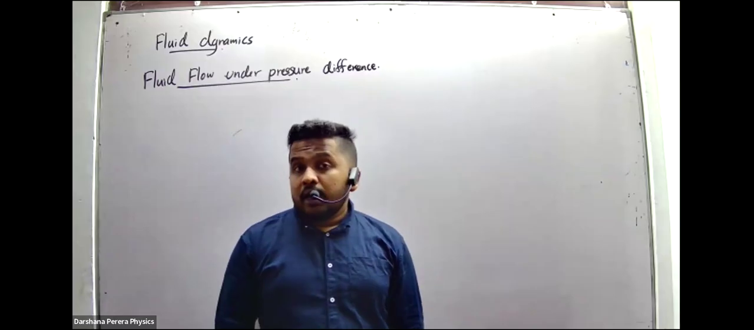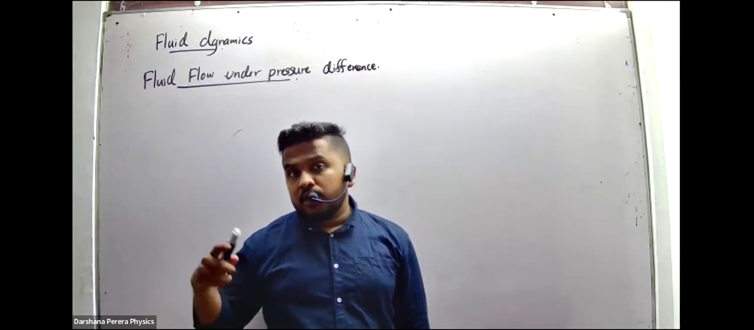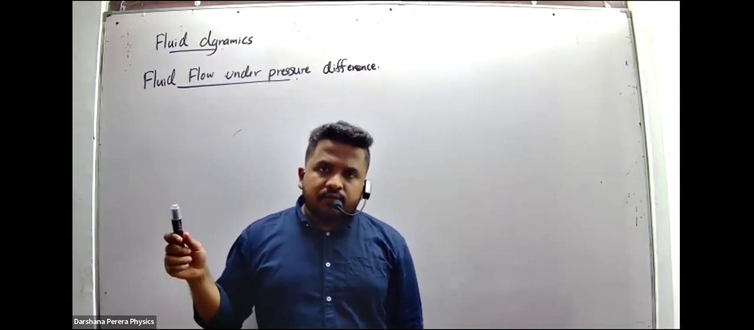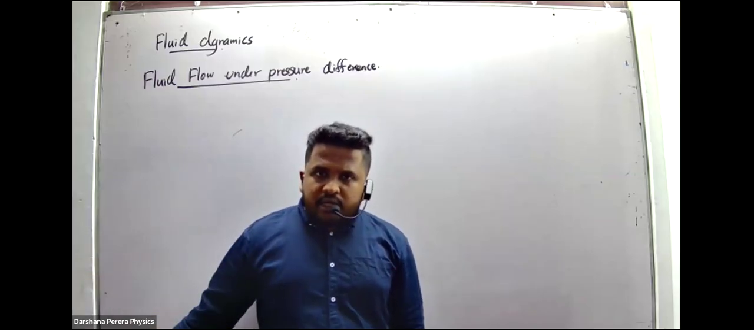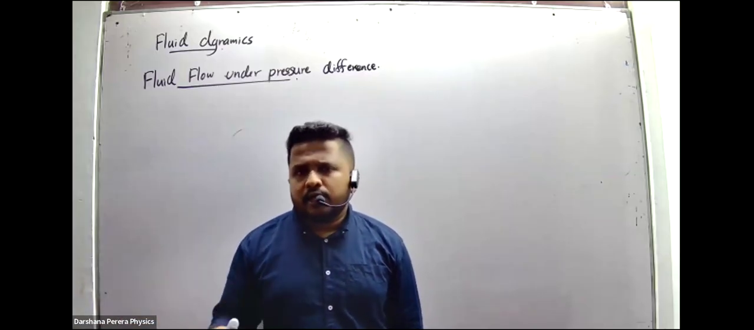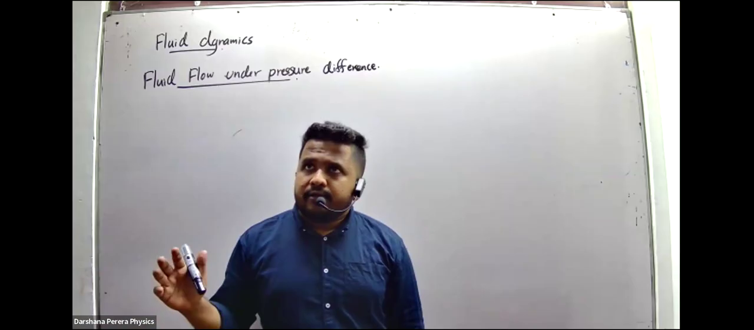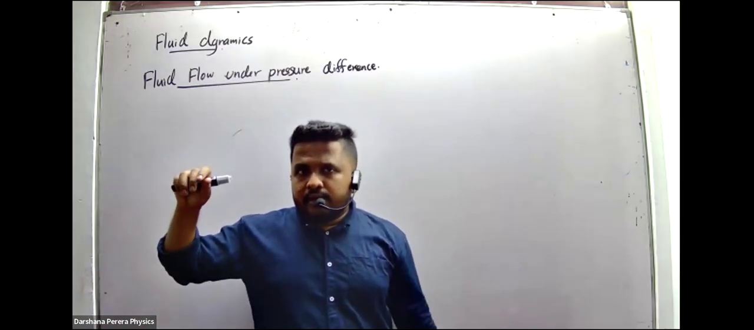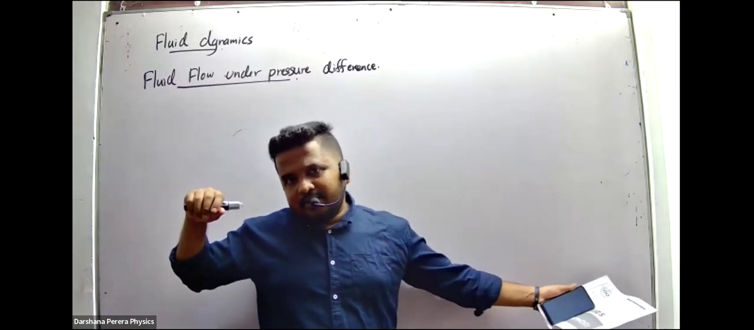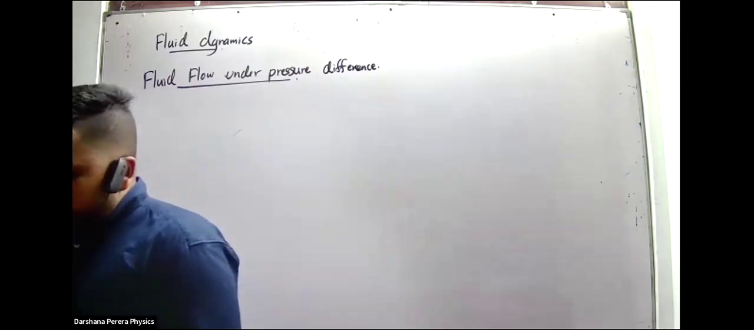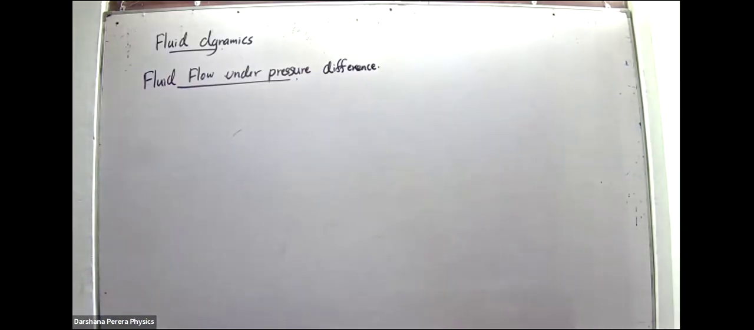Fluid flows from which pressure to which pressure: high pressure to low pressure, or low pressure to high pressure? A pressure difference can be acted on by gravity or something else. If pressure increases in one place, the fluid travels toward the place where pressure decreases.